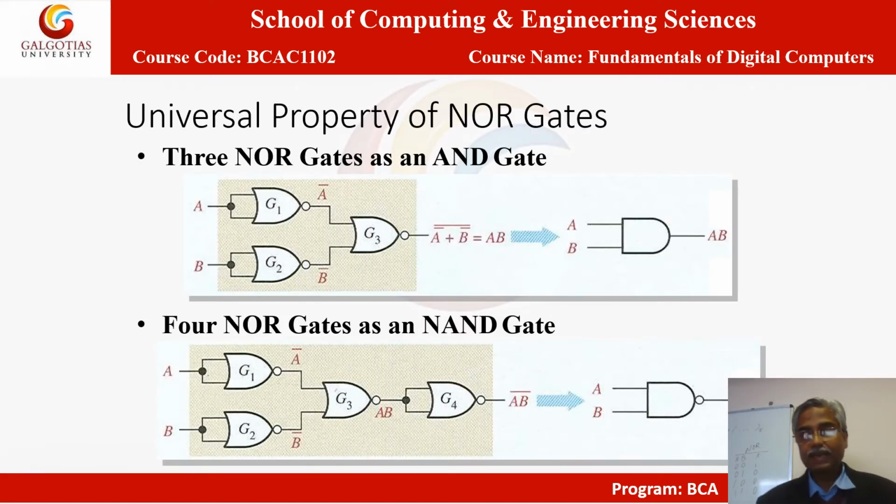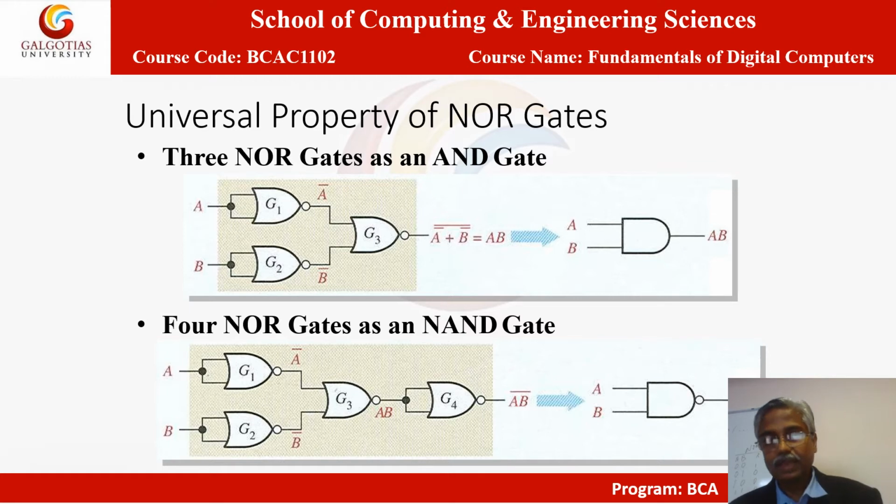So in that case, 0 0 will produce 1, and that will get inverted by the inverter circuit, and that will become 0. Similarly, if 1 1 is sent through A and B, then the NOR gate will make it 0, and that will again become 1. So it works like an OR gate. Okay. Now let us discuss the third one.